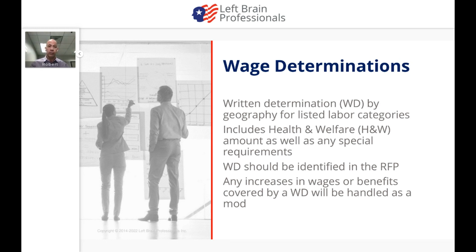If you don't have that information, certainly you would want to contact the contracting officer through the questions process and make sure that you have the correct and appropriate information so that you can price it accurately. And note that any increases in wages or benefits that are covered by a wage determination will be handled as a mod, right? So when the wage determinations are updated, the contracting officer should incorporate the updated wage determination into the existing or active contract through a mod. And at that point, if there's obviously a requirement for you to update pricing, that's when you would do so because of the change in the mod.